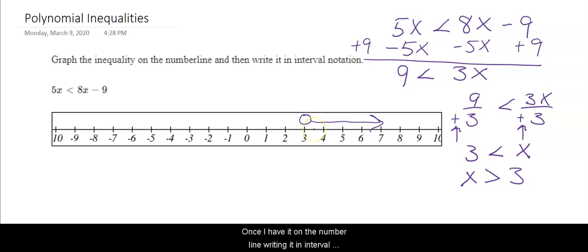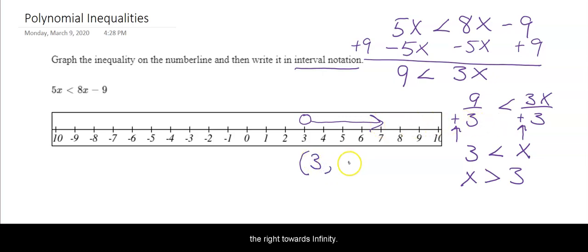Once I have it on the number line, writing it in interval notation is not so difficult. My interval notation will mimic what it looks like on the number line. For an open circle, I use a round parenthesis. For a solid circle, I would use a square bracket. Then I have 3 on the left, comma, and the arrow goes forever to the right towards infinity. That's my solution in interval notation.